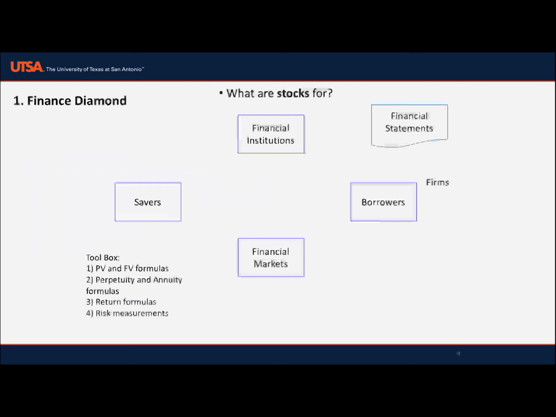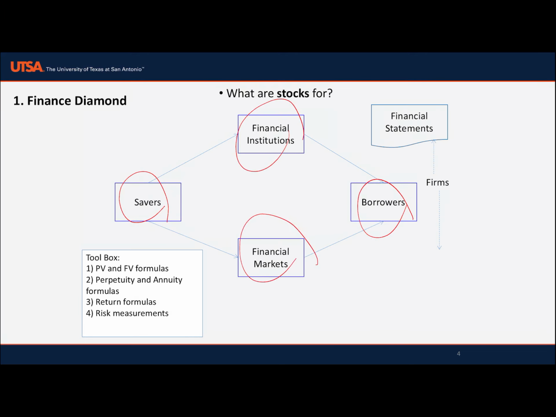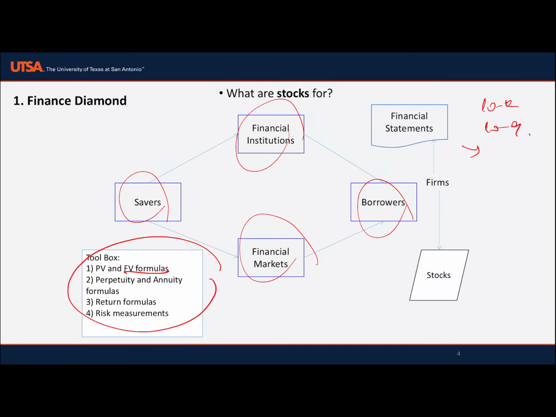So as you remember, the finance diamond: we have savers and borrowers, financial institutions, and the financial markets. We already looked at the present value and future value formulas, perpetuity and annuity formulas, return formulas, and risk measurements as a toolbox. And we looked at the financial statements, 10Ks, 10Qs, and other financial statement items. Now we look at the valuation of stocks.